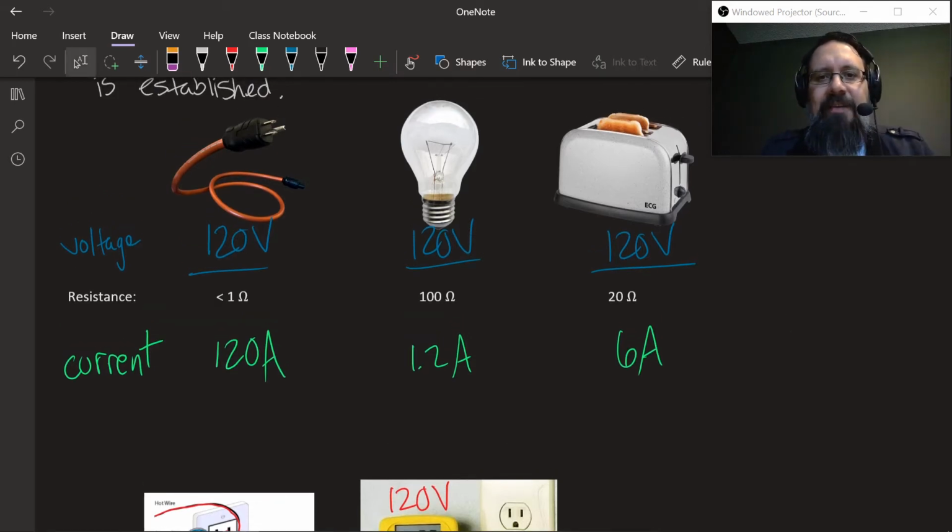You'd usually have, like in a vacuum cleaner or a toaster, on the order of some number of amps. A household circuit would typically have a 15 amp circuit on it. So that's generally what you're looking at there.